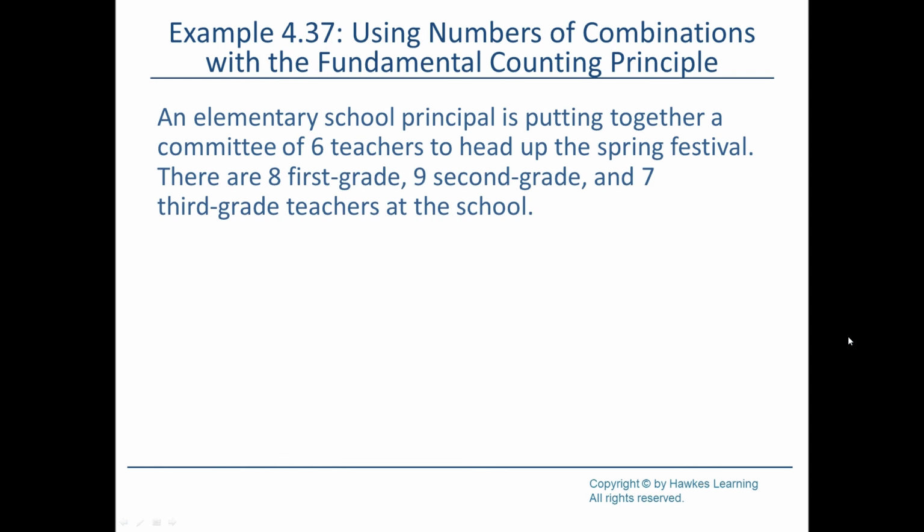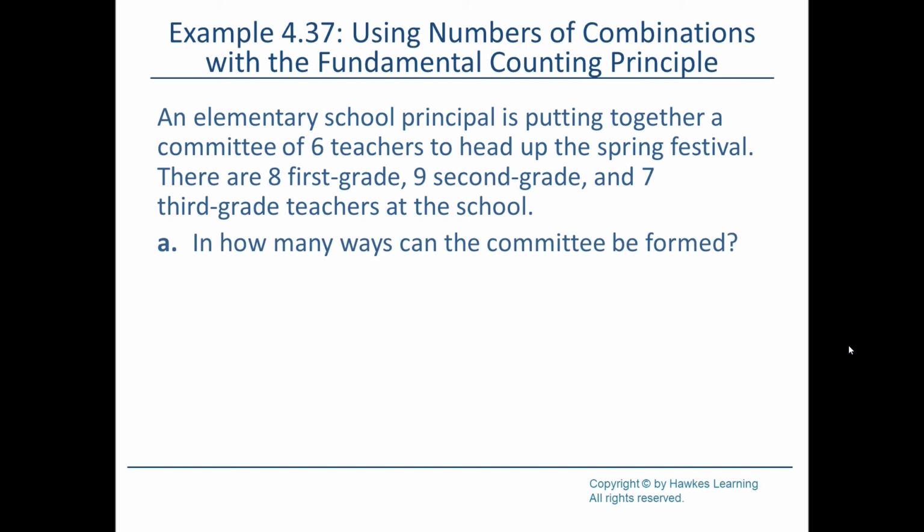An elementary school principal is putting together a committee of 6 teachers to head up the Spring Festival. There are 8 first grade, 9 second grade, and 7 third grade teachers at the school. How many ways can the committee be formed? Notice we're not specifying that the committee has to contain a certain number of any of the grades. There's 8, 17, 24 teachers altogether, so the number of ways the committee can be formed is just 24 choose 6.